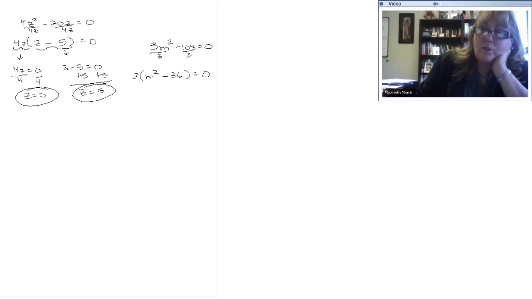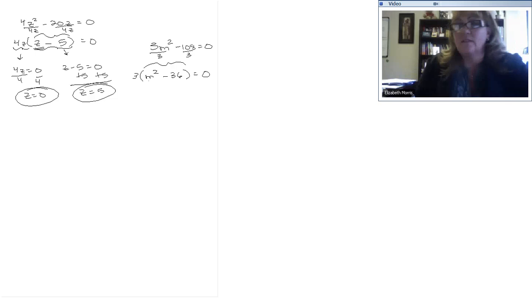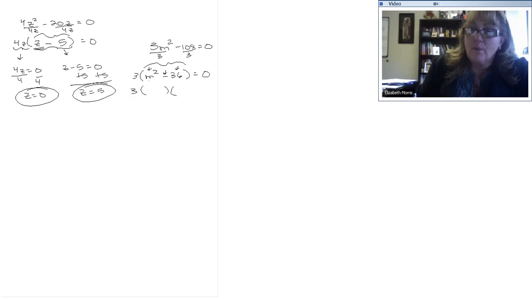Now, look at this. It's 2 pieces. These 2 pieces couldn't go any farther. It was just a z. But this is an m squared. This is a special kind. This is the difference of 2 perfect squares. So if you remember, you get m and m. That's the square root of m squared. The square root of 36 is 6. And then you had a plus and a minus.